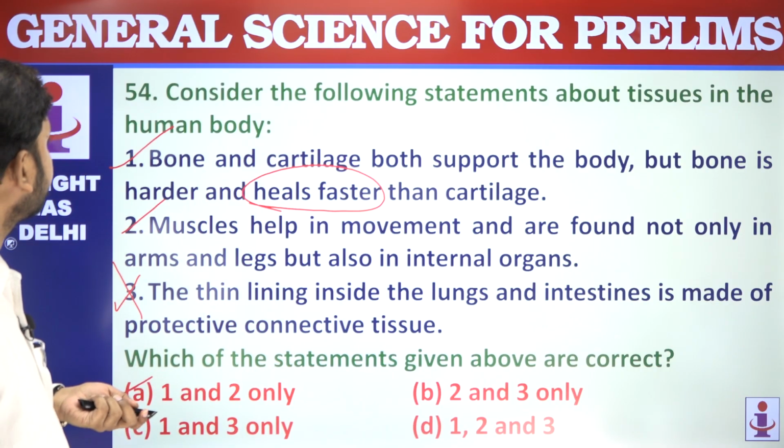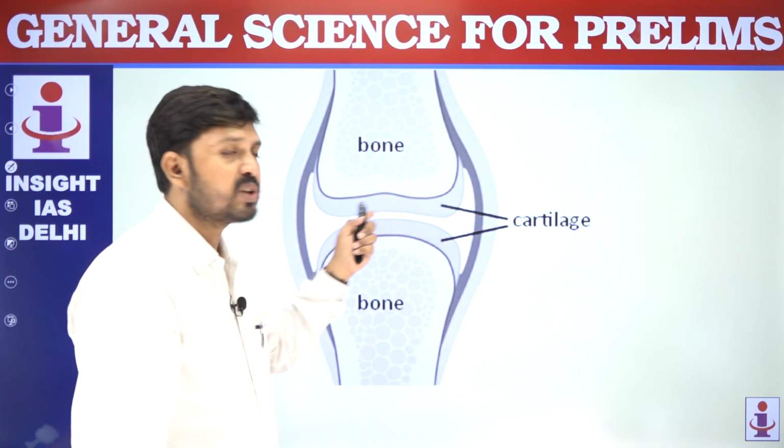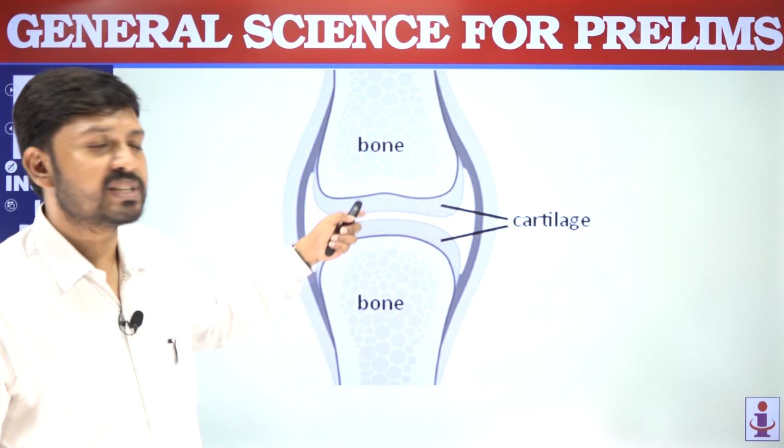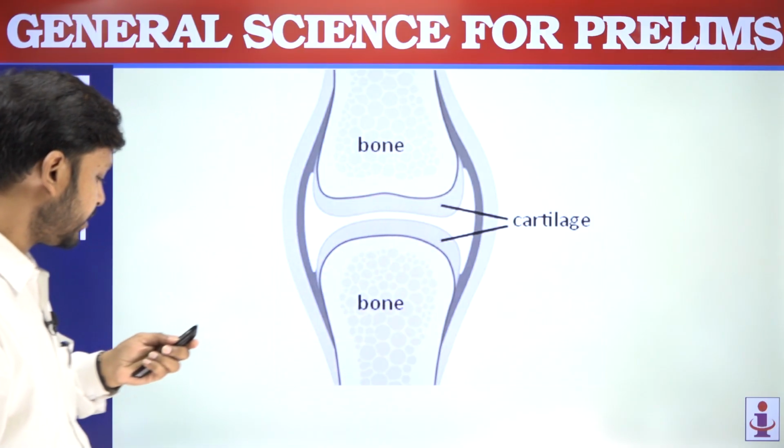So if you see, this is the cartilage, the soft tissue, a soft bone sort of thing which is there, especially at the junctions, right? This is hard bone and this is not that hard, cartilage.